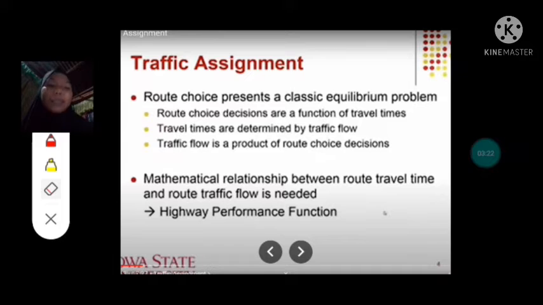So, for the mathematical relationship between route travel times and route traffic flow, syempre, as a whole, kailangan natin ng highway performance function. The formula for how to solve the different ratios will be discussed by the next reporter, which is Kim Raida Gefar. Thank you!